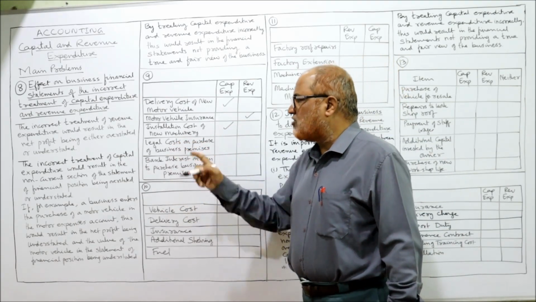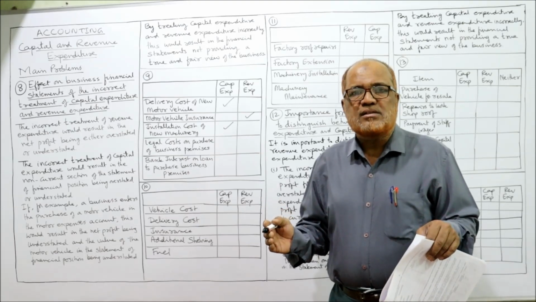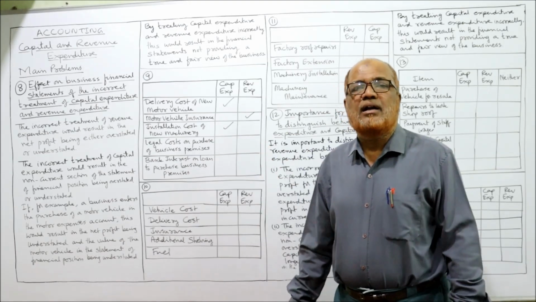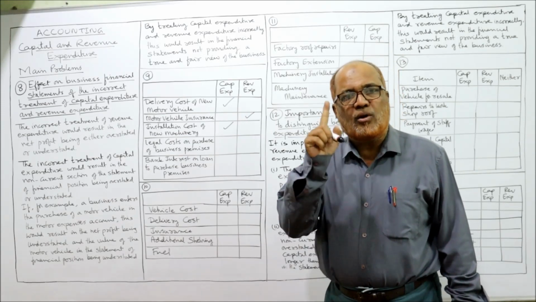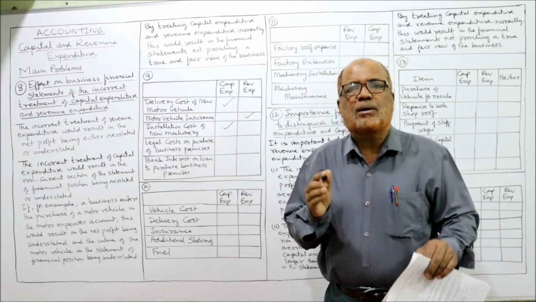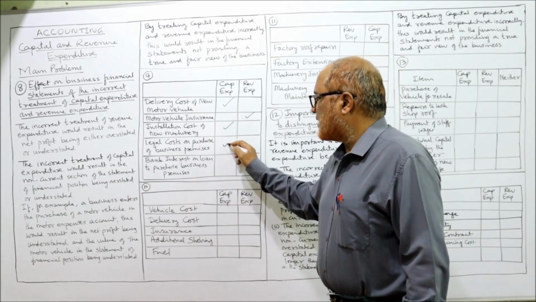Legal cost on purchase of business premises. So when we purchase a business premises, some legal costs have to be incurred, like registration charges. So these registration charges will be incurred only once at the time of purchasing the premises. It's a capital expenditure. So legal cost is a capital.